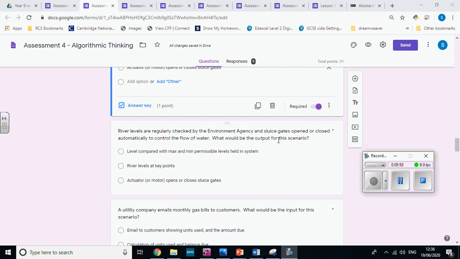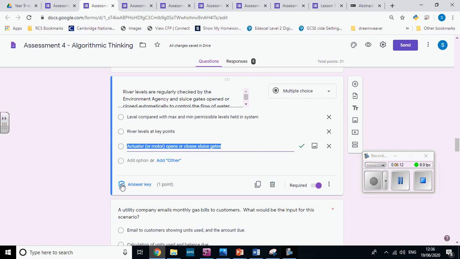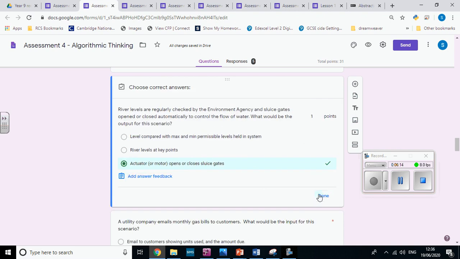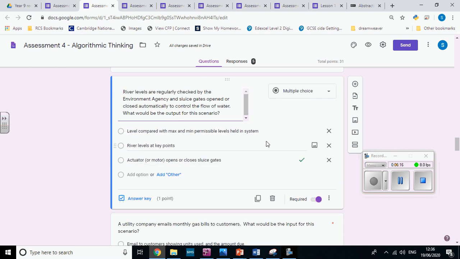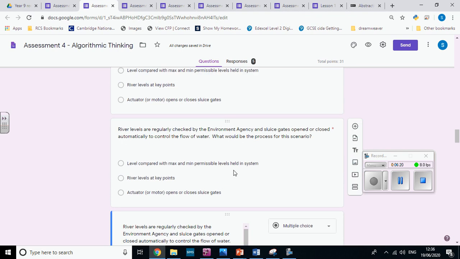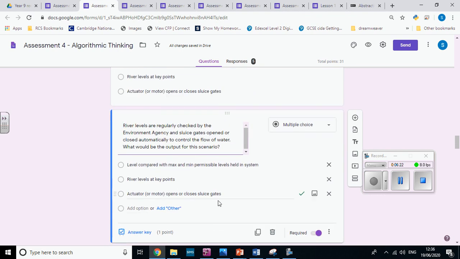What would be an output? So we've just talked about those. Obviously the gates opening or closing is going to be the output from that system. So you might think, oh, he's given us all the answers. And that's right, I am. I'm doing that to make sure that you are watching these videos. If you watch these videos, there's absolutely no reason why you can't get these first 3 questions correct.